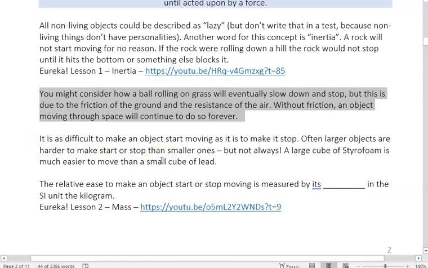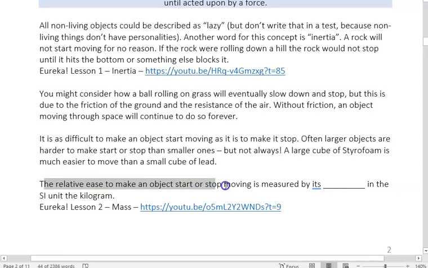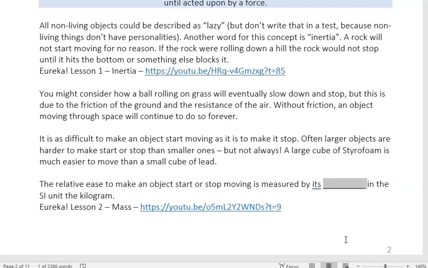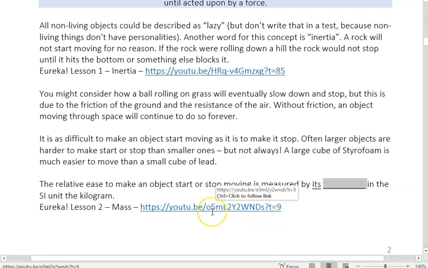But not always. If you watch the Eureka video, they have an example of a giant cube of styrofoam and a small cube of lead. And they talk about how it's harder to make the lead move than it is the styrofoam, because the size is not what matters. The relative ease to make an object start or stop moving is measured by its mass, M-A-S-S, and mass is measured in the SI unit, the kilogram. And then we have a whole video on mass.